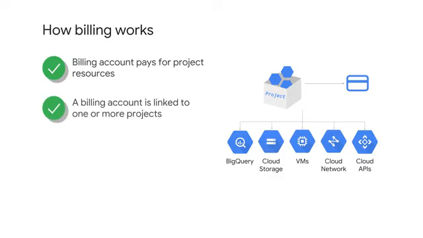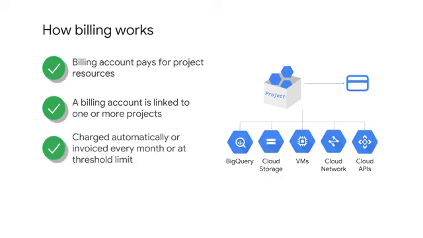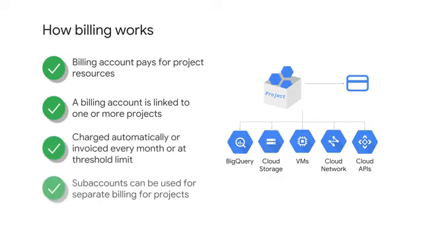You can link your billing account to one or more projects. Projects that you don't link to any billing account can only use free GCP services. Your billing account can be charged automatically and invoiced every month, or at every threshold limit. You can separate project billings by setting up billing sub-accounts. Some GCP customers who resell GCP services use those sub-accounts for each of their own clients.